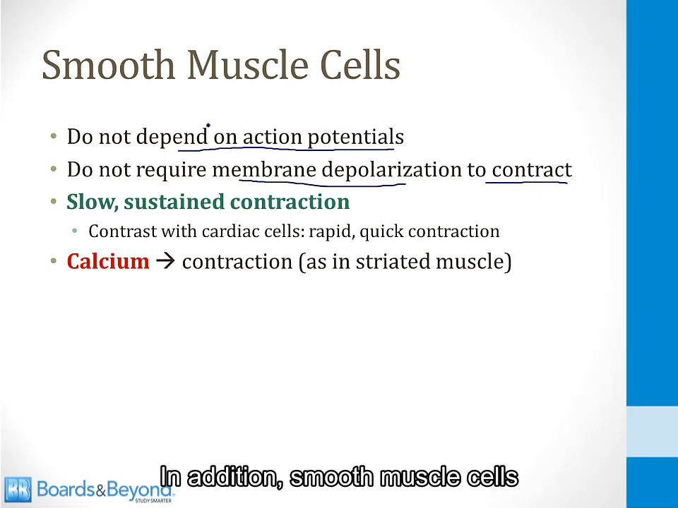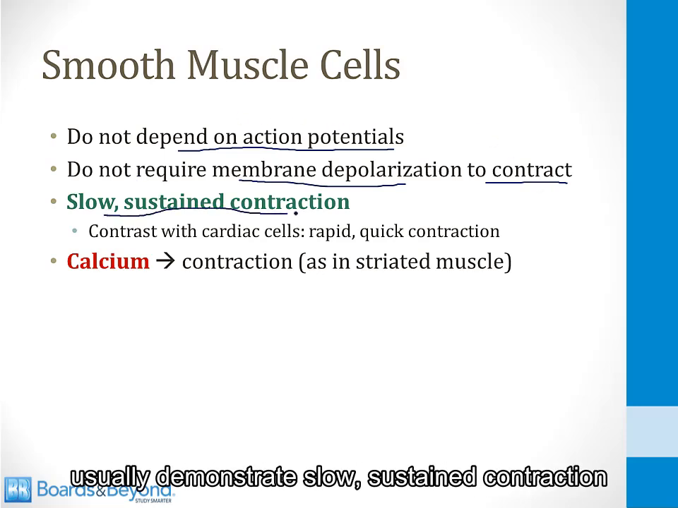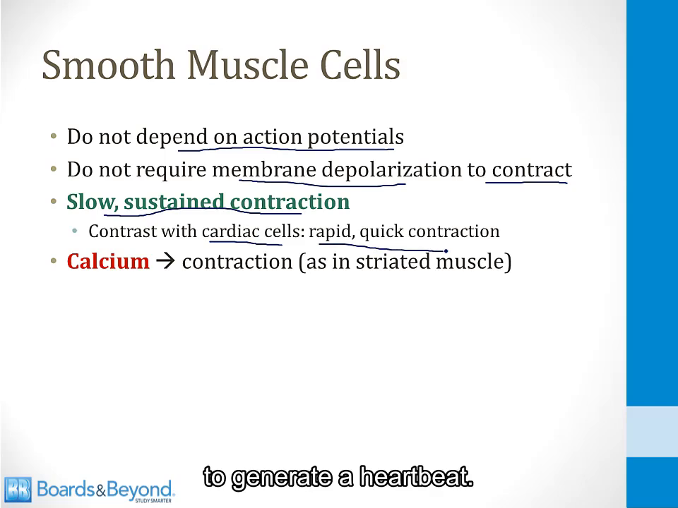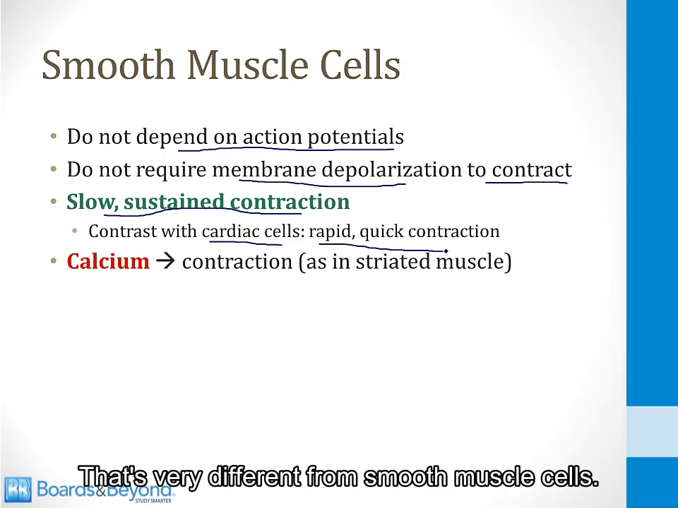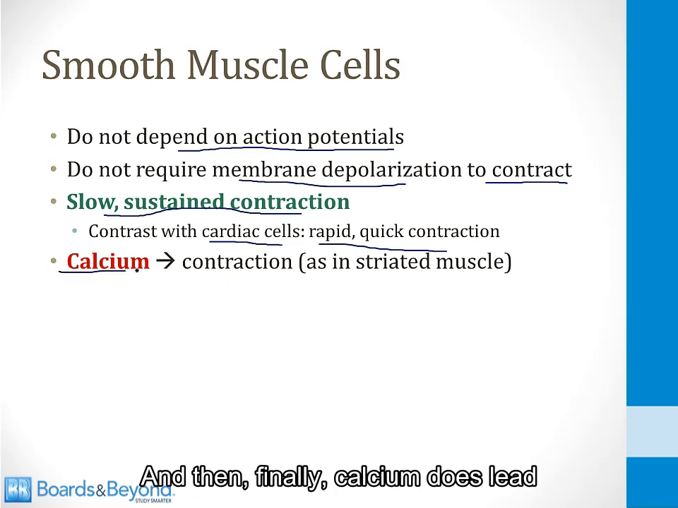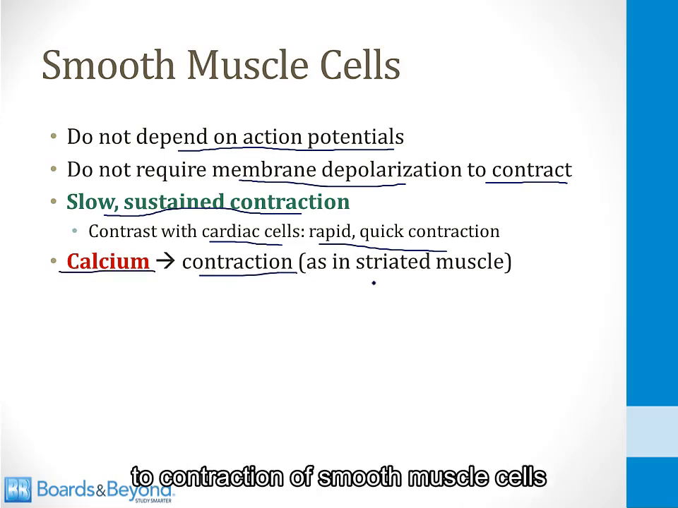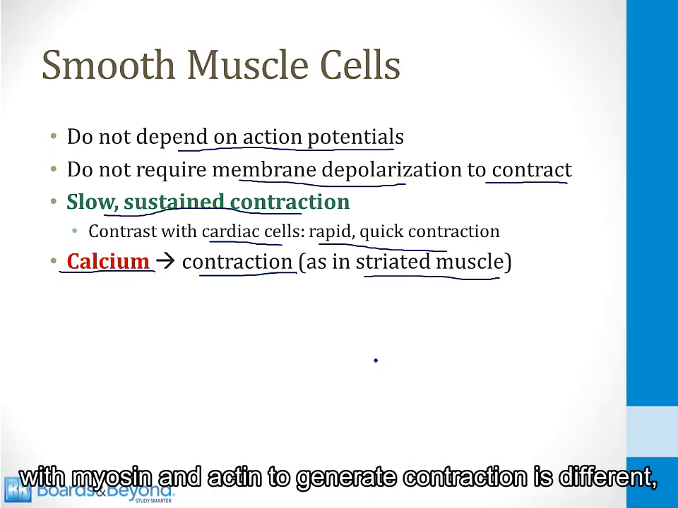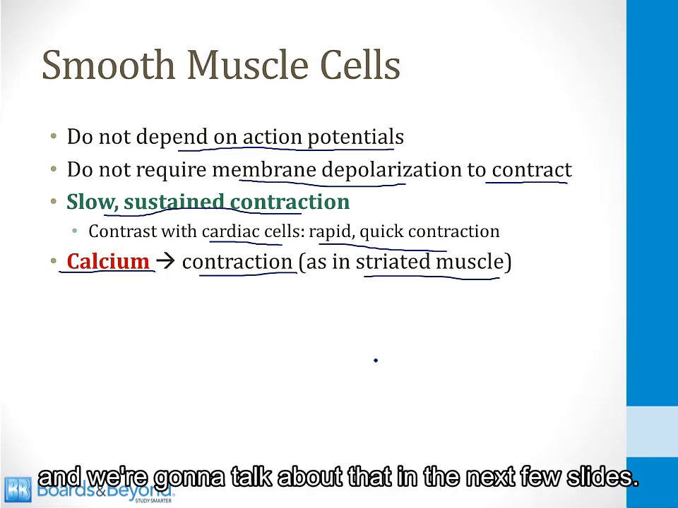In addition, smooth muscle cells usually demonstrate slow, sustained contraction, and this is in contrast with other types of muscle cells, especially cardiac cells. As you may know, heart tissue demonstrates rapid, quick contraction to generate a heartbeat. That's very different from smooth muscle cells. And then finally, calcium does lead to contraction of smooth muscle cells, just like in striated muscle. But the way that calcium interacts with myosin and actin to generate contraction is different, and we're going to talk about that in the next few slides.